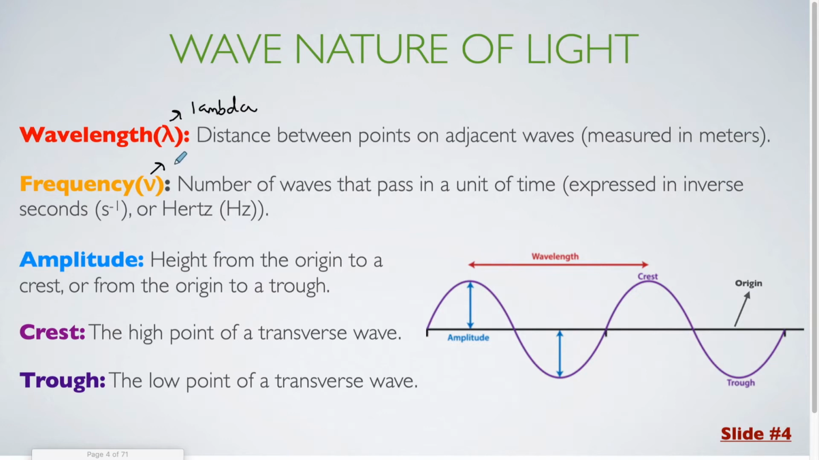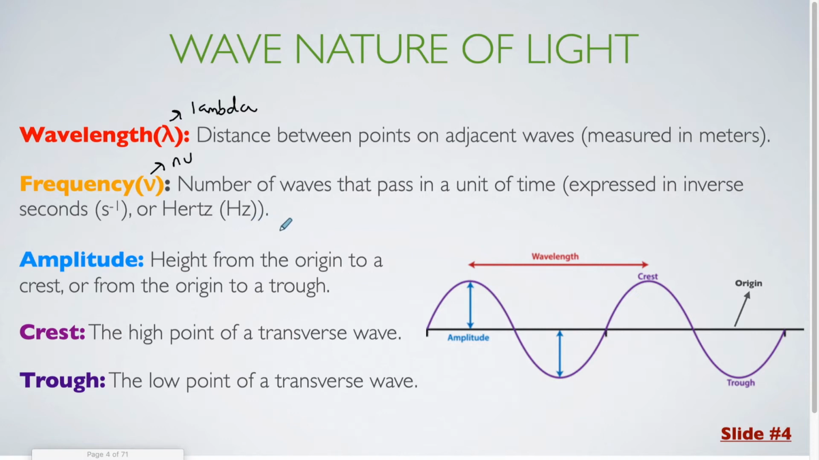The symbol for frequency is nu, which looks a lot like the letter V. This is the number of waves that pass in a unit of time, expressed in inverse seconds, or s to the negative 1, or hertz, which is symbolized by Hz. So frequency is the number of waves that you have which pass within a given unit of time.